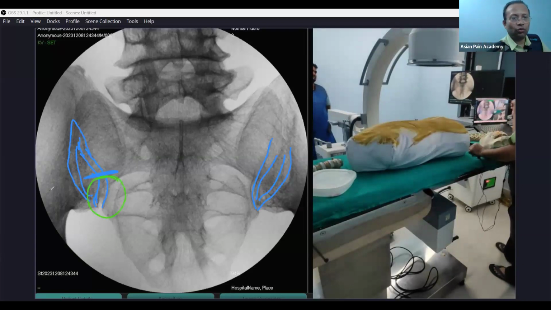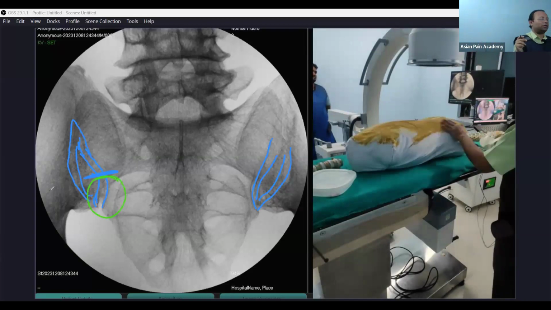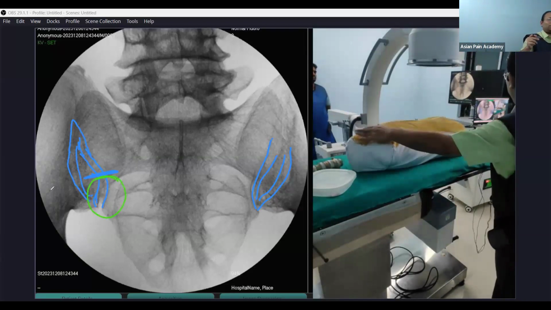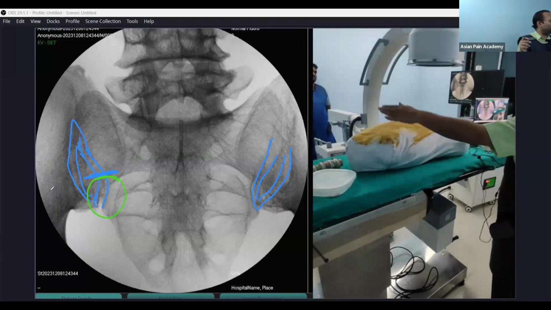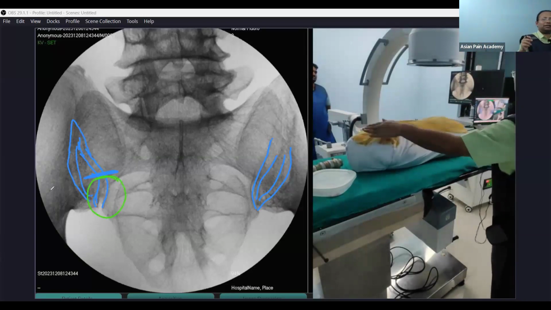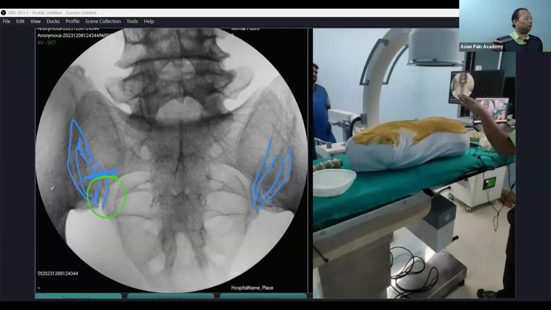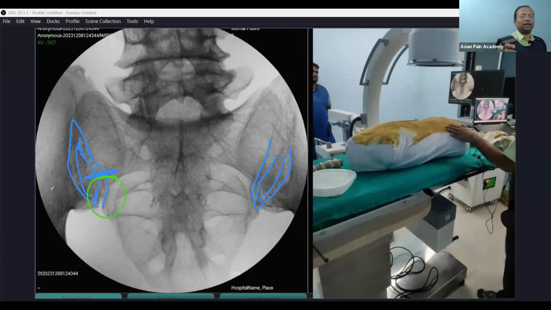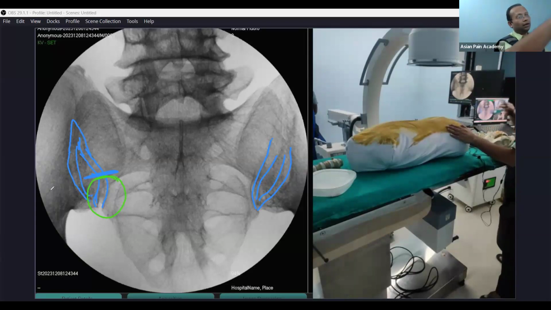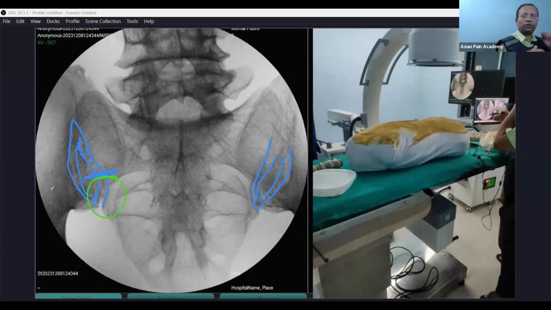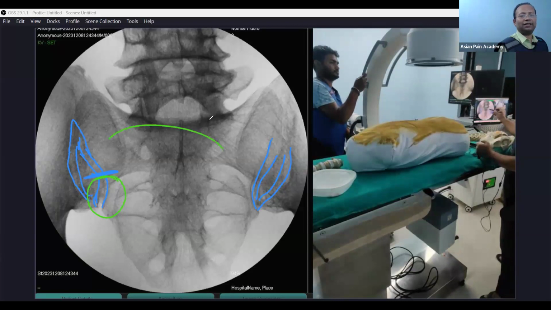Say we see this side, the left side, on this mannequin. Think this is the head. One person is lying in prone position. This is the head and this is the hip side. So this side is left and this side is right. We want to see the left SI joint, so the fluoroscope receiver has to go to the right side.